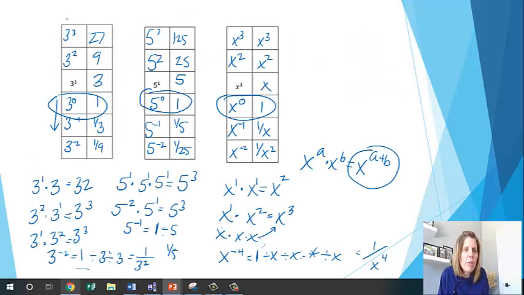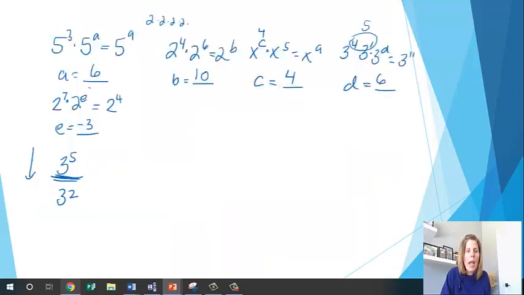I was at 3 to the 5th, which is actually not on there. Let me put it on there. And I need to move down 2. So I'm going to divide by 3 once and twice. Notice that ends up giving me 3 to the 3rd.